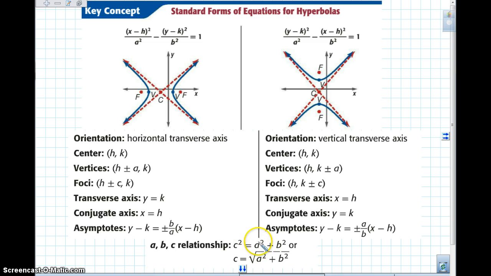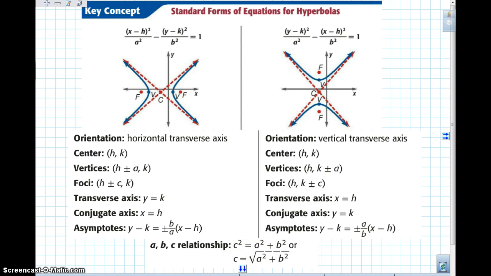For ellipses, a was always your longest side. That's not true in hyperbola. In fact, c is always going to be your longest side for hyperbola because we move the focus outside of the vertices. So now a is smaller than c. So c takes over as being our hypotenuse, and so the equation goes back to being our traditional a squared plus b squared equals c squared for hyperbola.